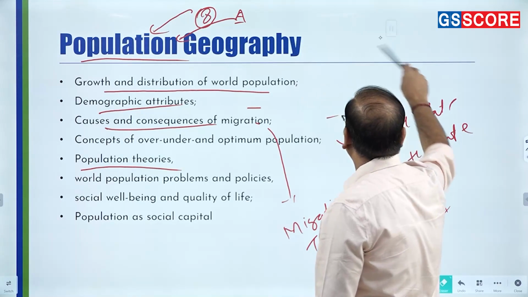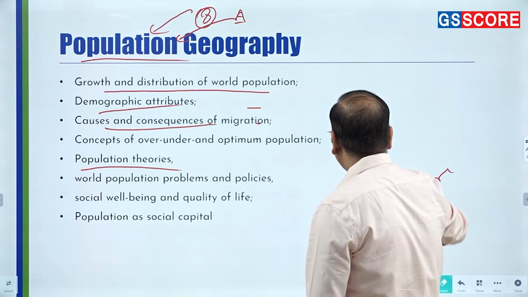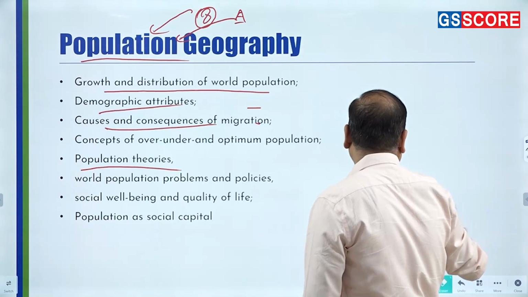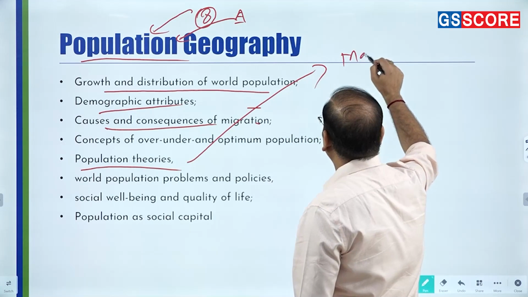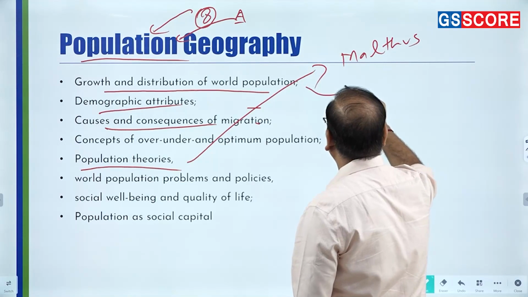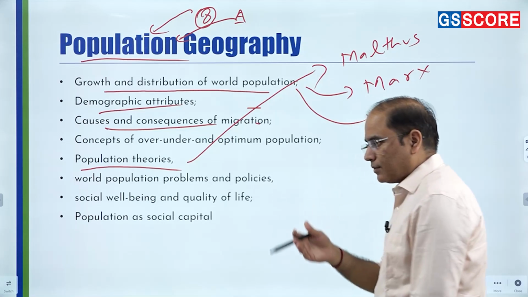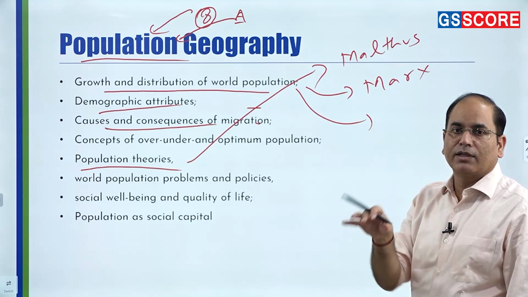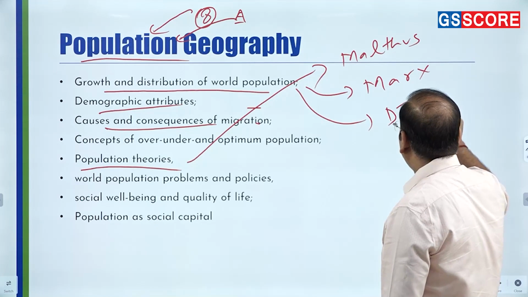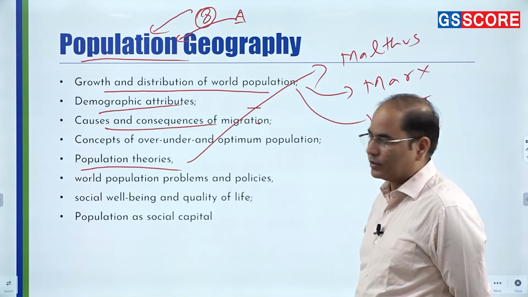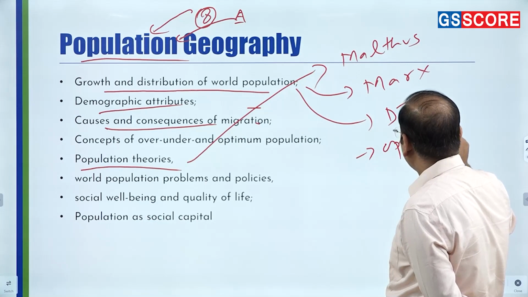Population theory mainly looks at how the population grows and tries to predict the population growth. Here we have some of the important theories like the idea of Malthus, then the idea of Marx. Marx has not given a separate theory, but while writing about capitalism, he has given the idea of the theory. Then we have the very popular and acceptable demographic transition theory. Along with this theory, we also have a concept of optimum population.